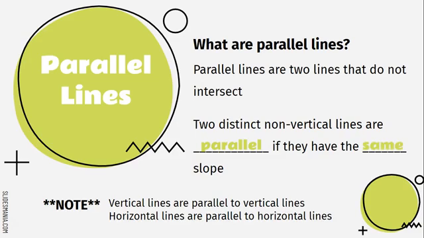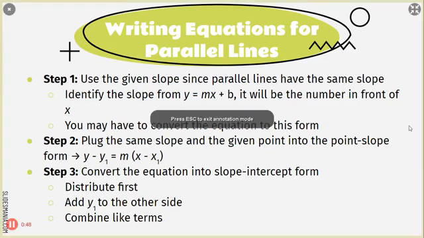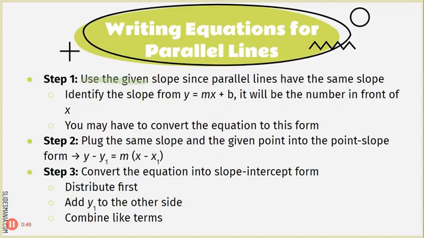And then at the bottom you see the note that says vertical lines are parallel to vertical lines and horizontal lines are parallel to horizontal lines. So how do we write equations for parallel lines? The first step is to use the given slope, since lines that are parallel have the same slope.